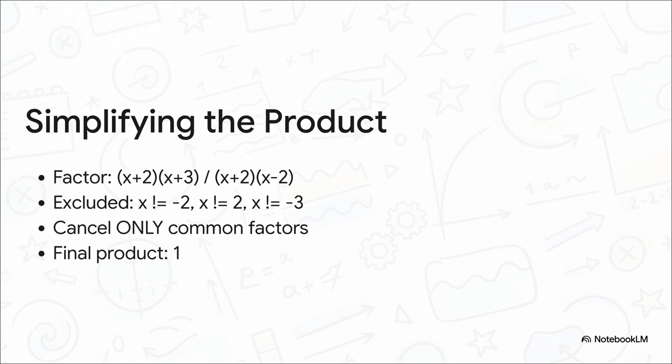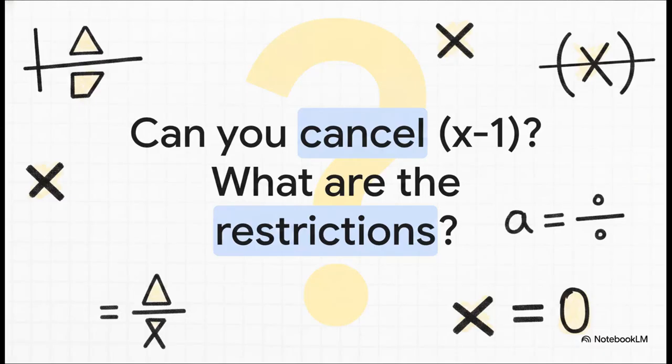Literally everything cancels out, leaving us with a final, beautiful simplified product of just 1. But remember, the answer is 1, provided x does not equal those restricted values we just identified. Time for our first interactive check.